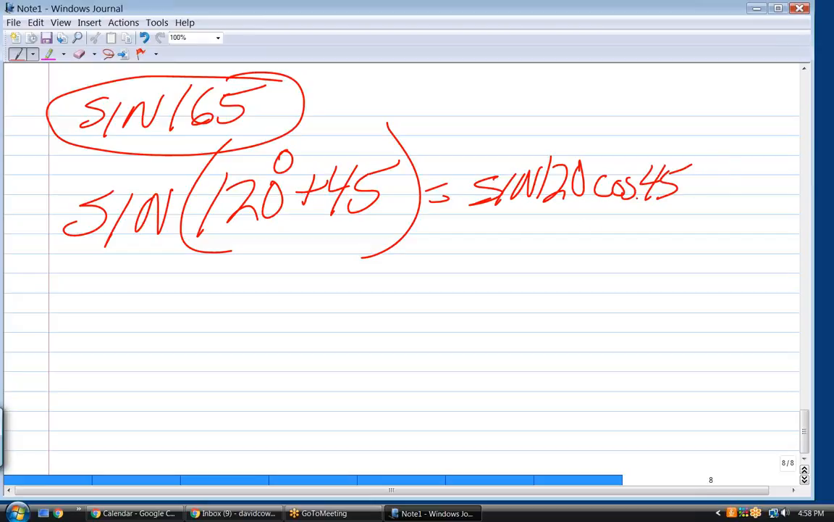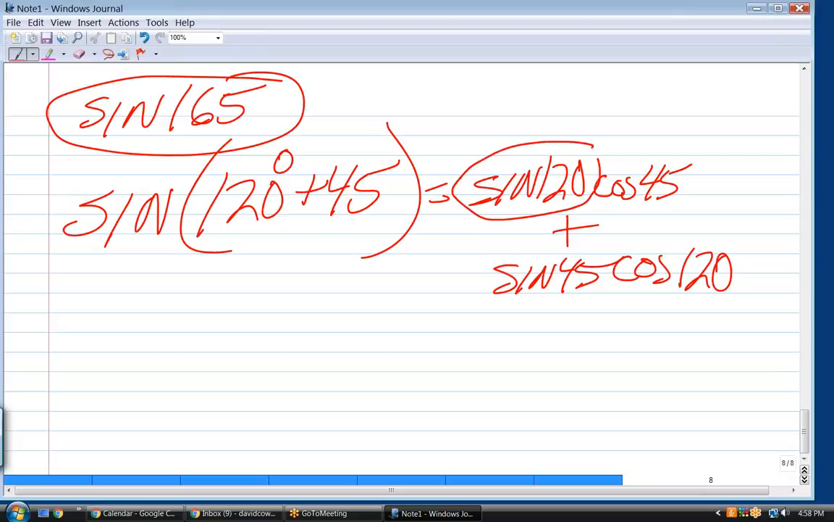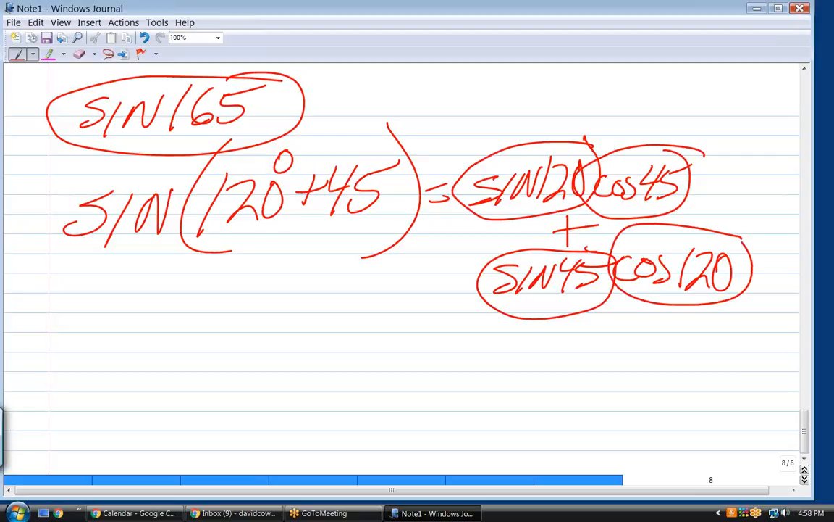What's the plus or minus sign between them? It would be a plus. Then it would be sine 45 and cosine 120. And we know all of those. In other words, we know what that is without a calculator. We know what that is, and we know what that is.